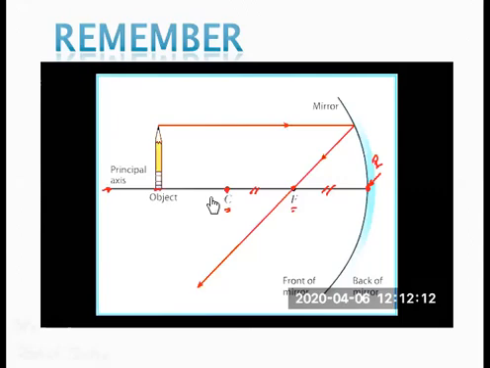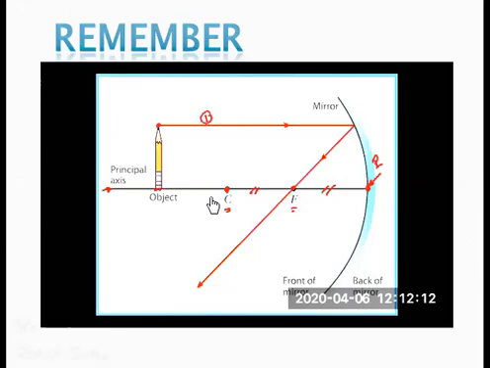Okay, from the head of the object, we will send three types of rays. We should be able to know these three types of rays. Those are called reference rays. But in fact, whenever we want to make a ray diagram, we will use only two of these three, but we have to memorize all three. This is the first one.